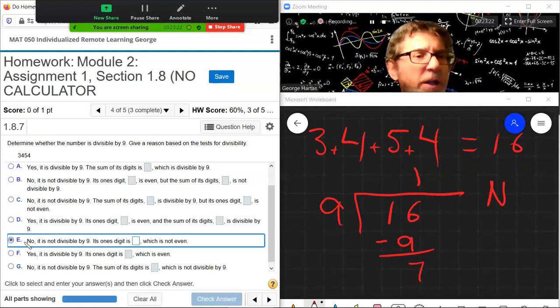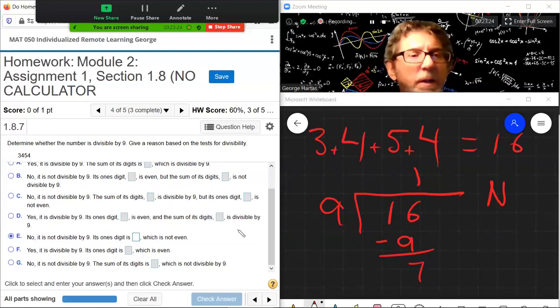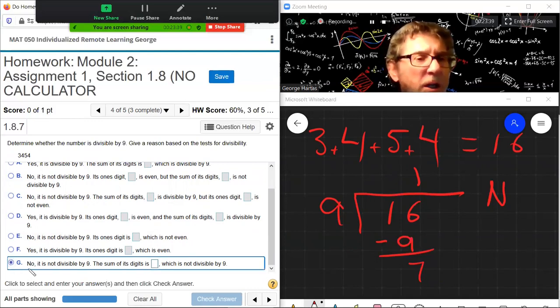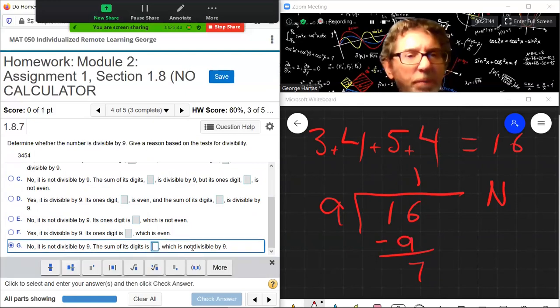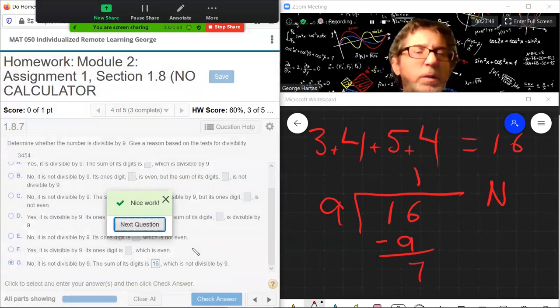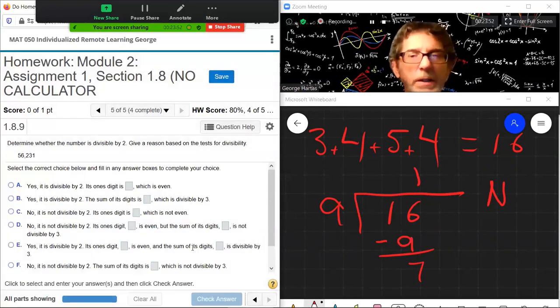Let's try E. It is not divisible by 9. Its ones digit is, do we care about the ones digit for the number 9? No. Let's look at the last no. No, it is not divisible by 9. The sum of its digits is 16, which is not divisible by 9. All right, last one here.